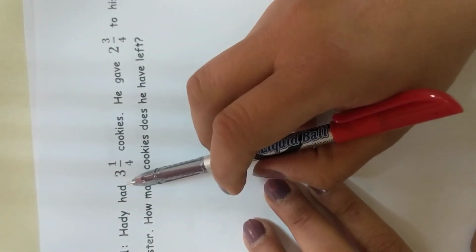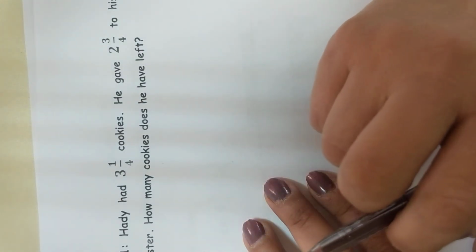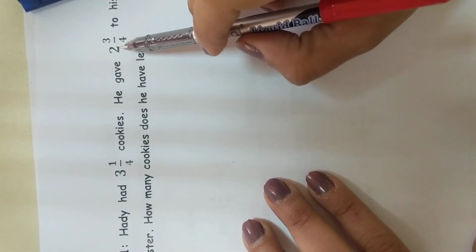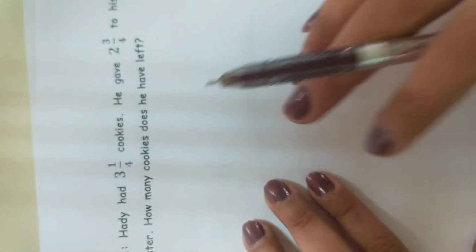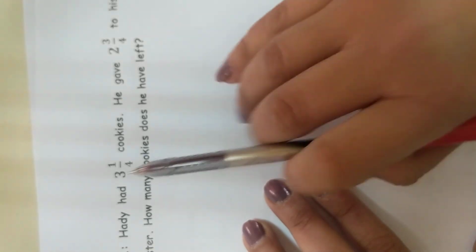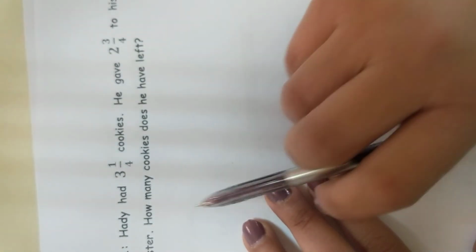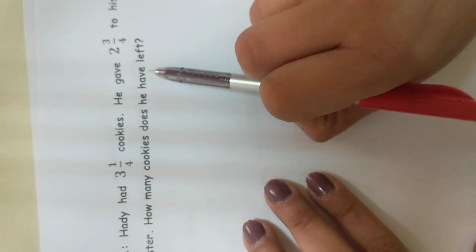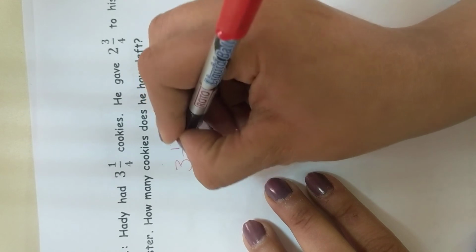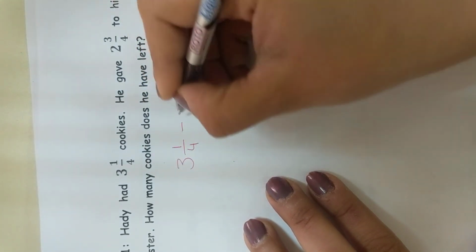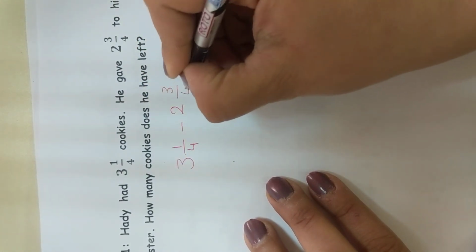Here is my story problem. Hadi had 3 and 1 over 4 cookies. Okay. He gave 2 and 3 over 4 to his sister. So we know that he gave, so he takes away from his cookies to his sister. How many cookies does he have left? I will do subtraction. 3 and 1 over 4 minus 2 and 3 over 4.